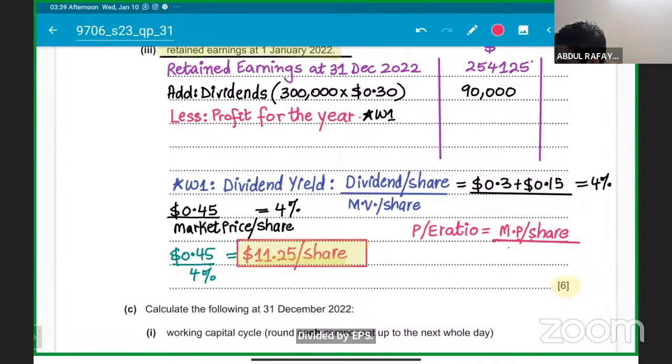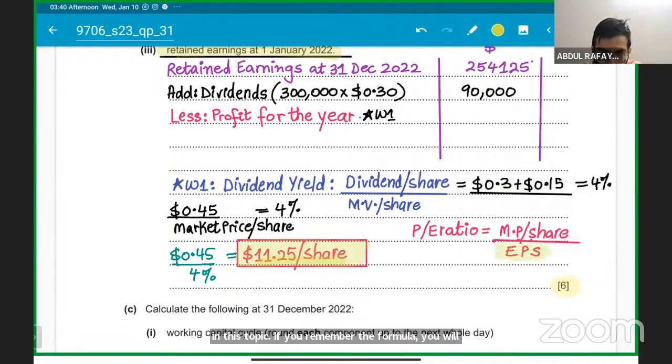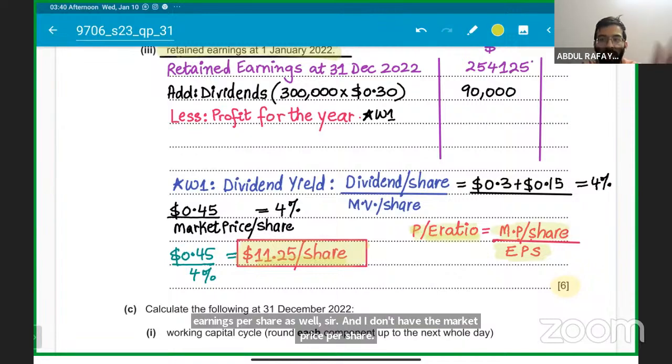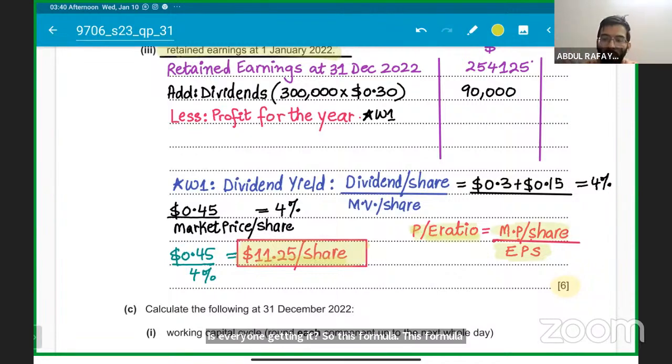The price to earnings ratio is market price per share divided by EPS, that is earnings per share. If you remember the formula, you will understand that if we apply this formula at the start, we don't have the earnings per share, and we don't have the market price per share either. So this formula will not give you anything.